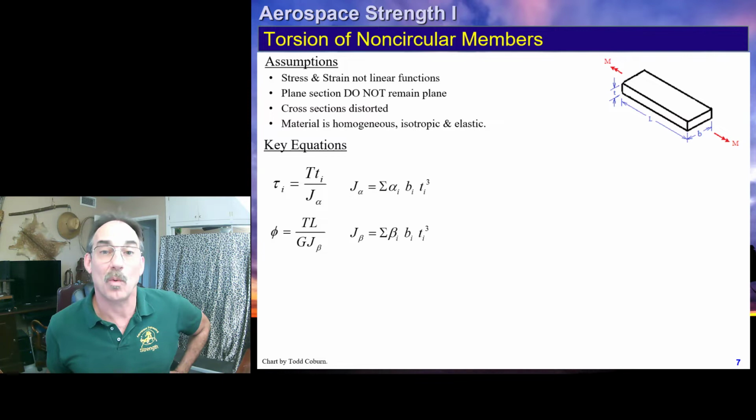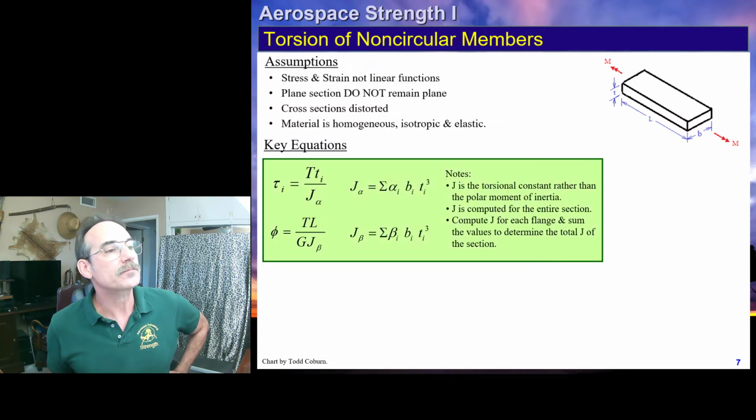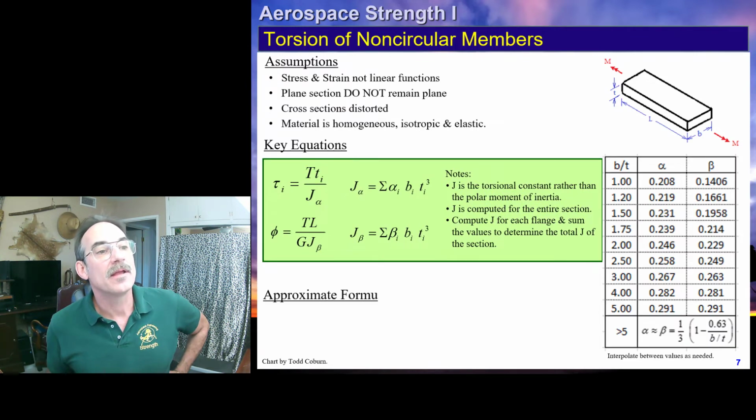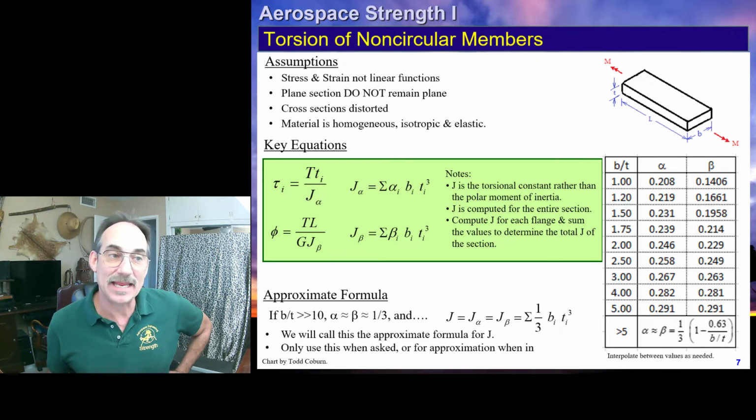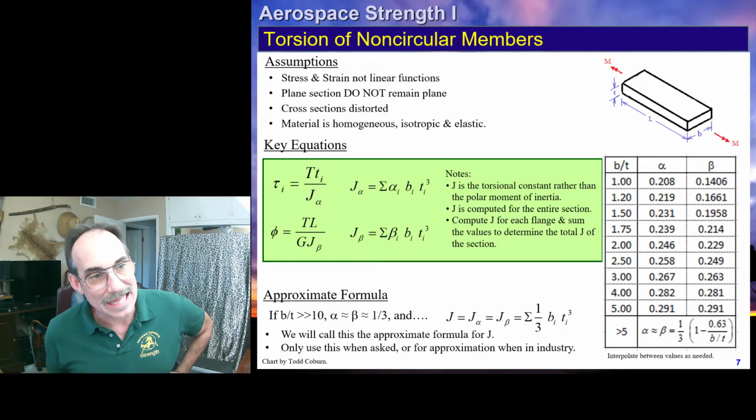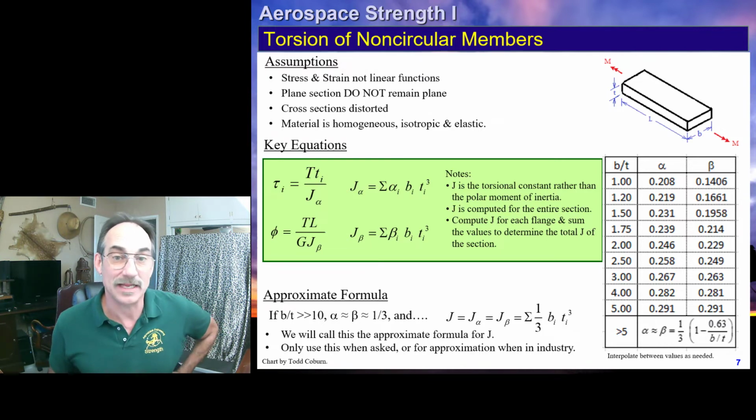So you ask yourself, well, where do we get our alphas and betas? Well, right here. We're going to look up our b over t ratio, and we are going to read the alpha and the beta. So if we are square, that means b over t equals 1. Then you'll notice that alpha is 0.208 and beta is 0.1406. If we actually have a b over t of 5, you'll notice that the alpha and the beta look the same. They're actually not the same, but they're the same to 3 decimal places.